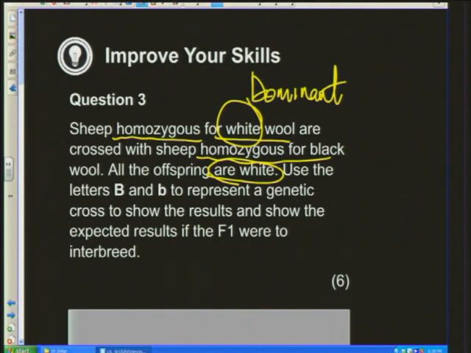Use the letters B and b to represent a genetic cross to show the results and show the expected results if the F1 were to interbreed. So already you know for white, it's capital B, and for black, it's small b. And because the question said homozygous, you're going to have capital B, capital B and small b, small b for your starting point.